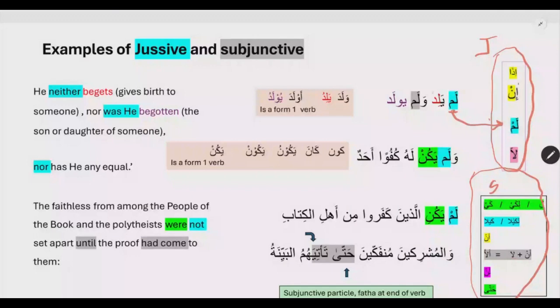So lam must have yalid, right? Because it's jussive, because jussive has got the sukun. Then lam yulad, right? This is yulad, same, this feature here of the jussive, right? So the lam gives you that jussive. Now the word walada, walad is also a boy, but walada is the verb in the root form walada. And in the present tense, we have yalidu.